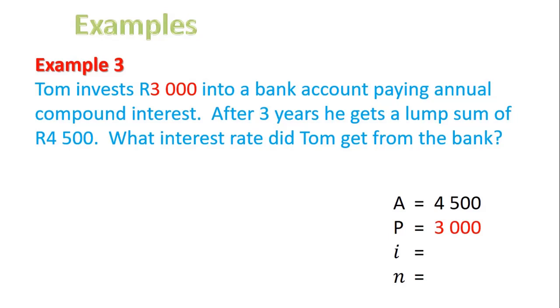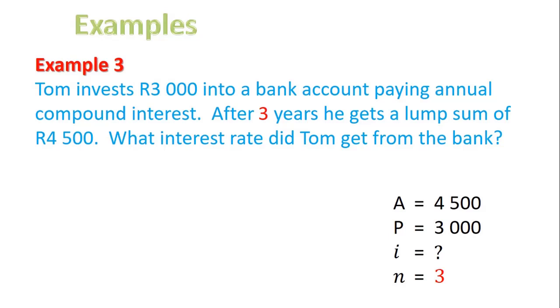Now I, your interest rate. Well, the question towards the end says, what interest rate did Tom get from the bank? So I is what we're looking for. And lastly, N, we want to know how long. Well, in the second line it says there, after 3 years. Okay, and so N is equal to 3. Brilliant. We've got 3 out of our 4 letters, and we're looking for the 4th one.